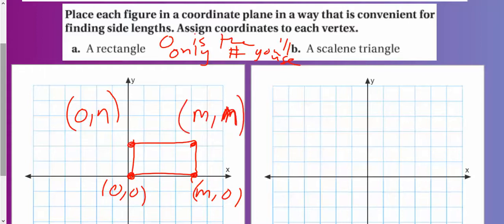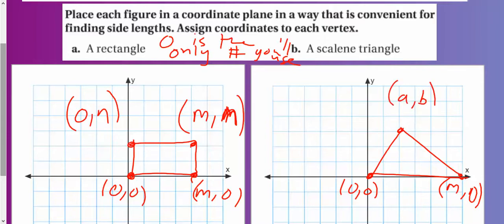All right, a scalene triangle, there's like an infinite number of answers for this one here. So again, I'm going to use 0, 0. I'm going to use m comma 0. And we'll call this point a comma b. You go over a, up b. So that's placing a figure in a coordinate plane.